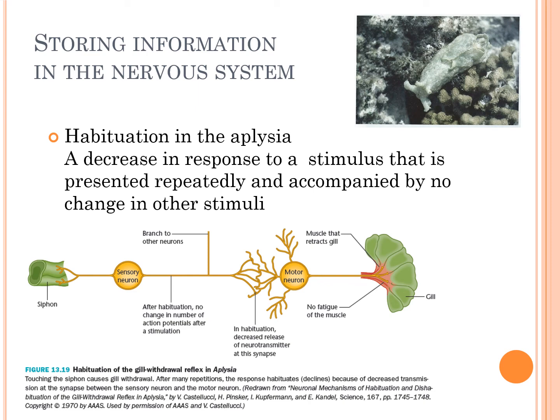And basically, they also showed that habituation was not happening at the level of the sensing or the feeling of that burst of air going by, and it wasn't happening because of fatigue of the motor neuron. What's happening is there is a change in the number of action potentials being sent down the axon of the sensory neuron and a decrease in the neurotransmitter that is released at the synapse between the sensory neuron and the motor neuron, and that's causing habituation.